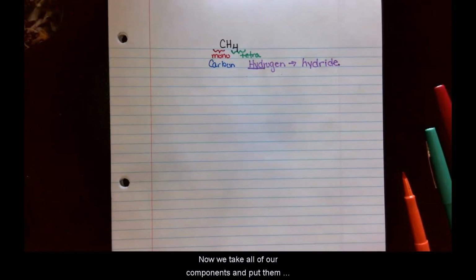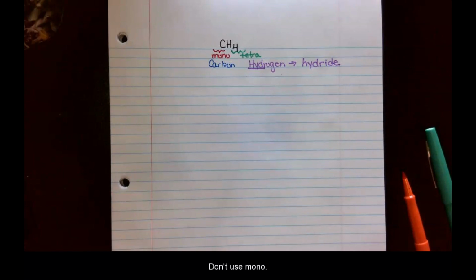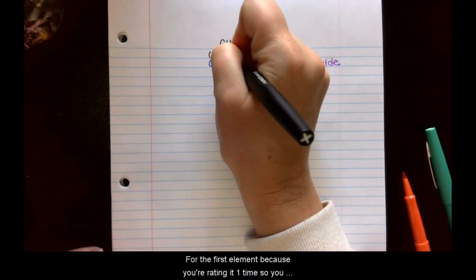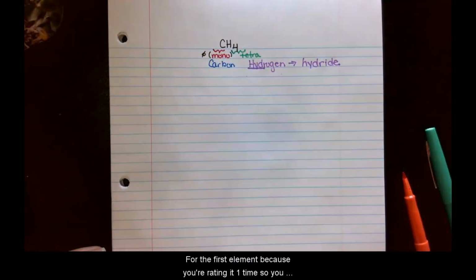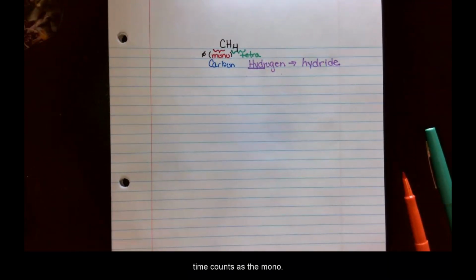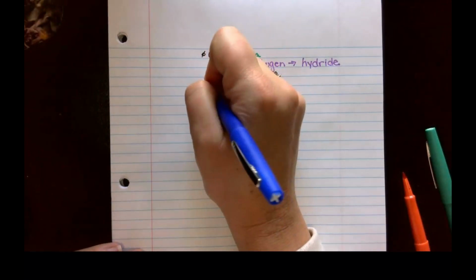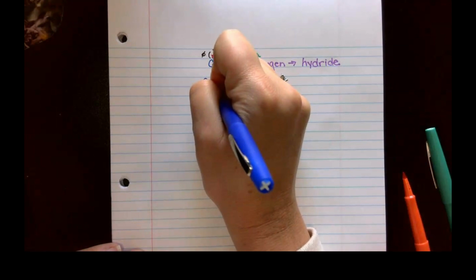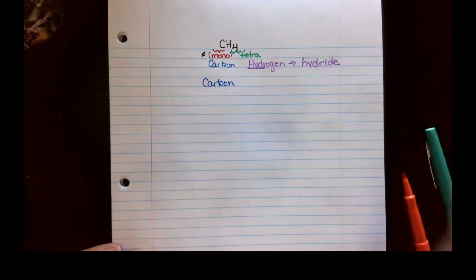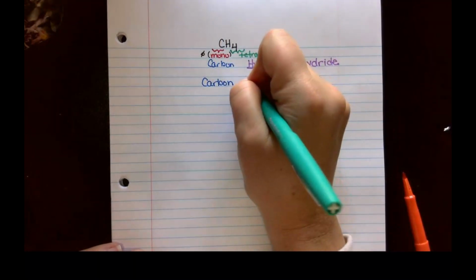Now we take all of our components and put them together. Now remember, we don't use mono for the first element because you're writing it one time, so you don't have to write mono element. Writing it the first time counts as the mono. So this becomes carbon, tetrahydride.